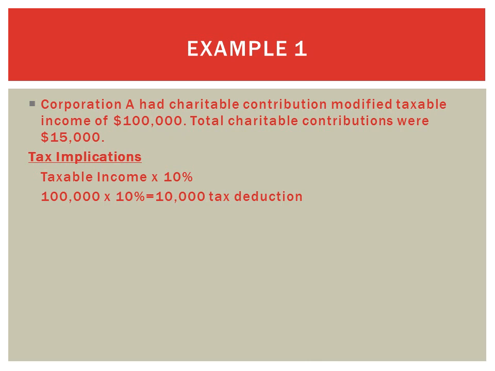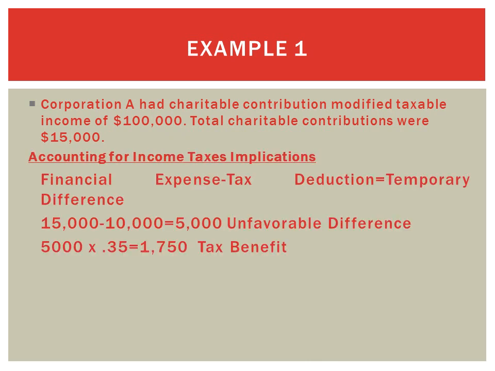Under tax law, the maximum deduction that can be taken is 10% of the modified taxable income. In this case, the maximum deduction that can be taken in this year is $10,000. This will reduce taxable income by $10,000. If we were to assume a tax rate of 35% and no other implications, this would create a reduction in the tax expense of $3,500. Now that we have discussed the financial and tax implications, let's discuss how we will account for income taxes.